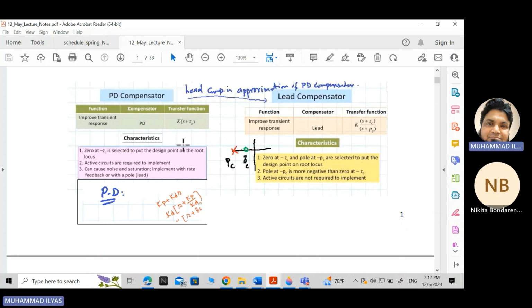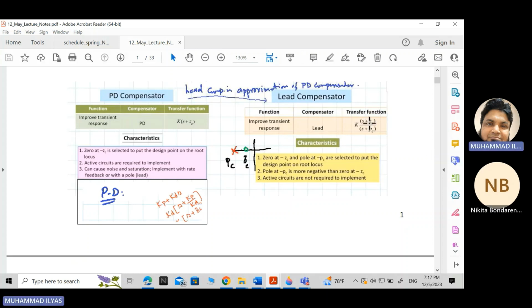In the PD compensator, we place the zero at some appropriate location. One method is that we place the zero at a position such that it cancels the pole. This is one of the simplest methods. And the lead compensator is the same, but it is an approximation of the PD compensator. It improves the transient response, and it is built from passive circuits.